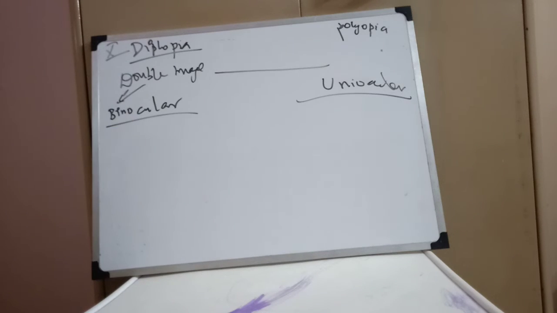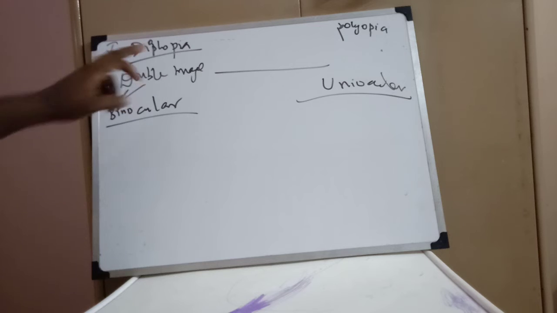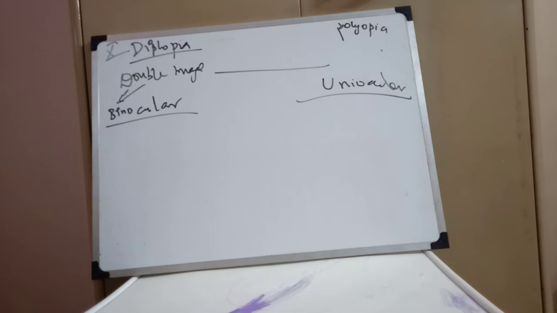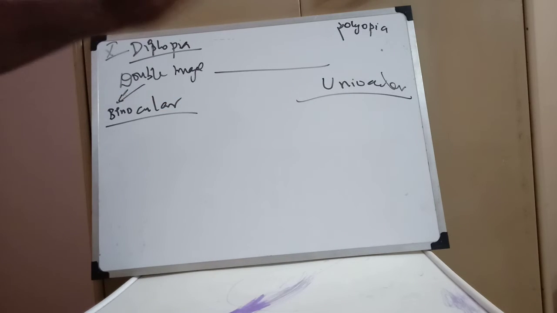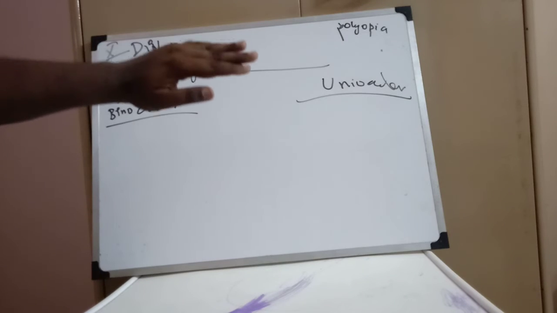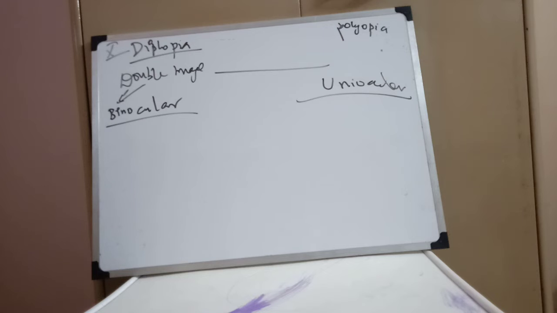So in binocular diplopia, what is the requisite? The diplopia is present only when both the eyes are open. Remember, listen: only when both the eyes are open you are going to have binocular diplopia, and it is going to disappear when you close one eye. Whereas in uniocular diplopia, even if you close one eye, the diplopia persists.